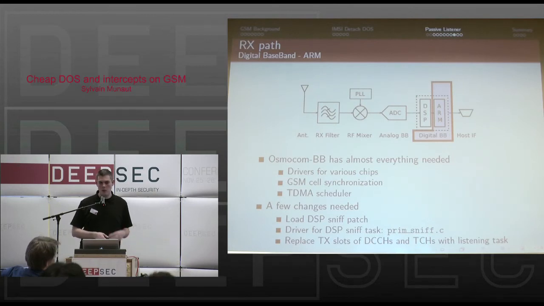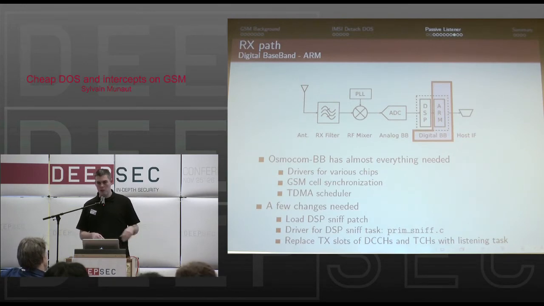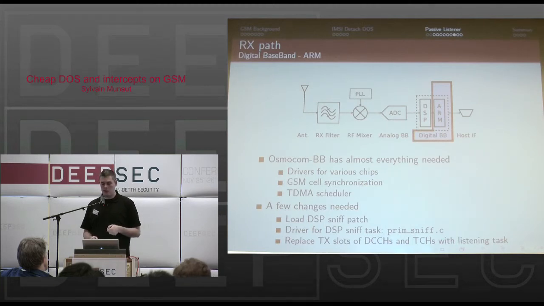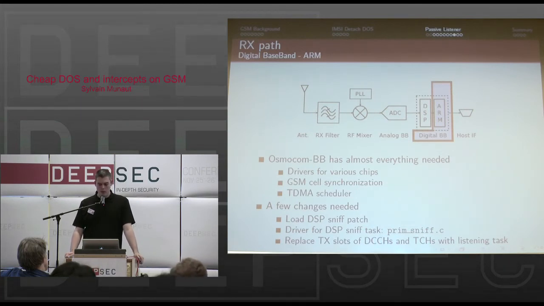It's obviously not supported in the mainline code, so we had to write a driver that allows us to program the DSP to use this new command and receive the raw burst. And finally, we never want to transmit anything. Instead of receiving on the downlink frequency, we want to listen to the uplink frequencies. So the changes in the ARM code are actually pretty simple, if you're familiar with the Osmocom-BB code, I would say.